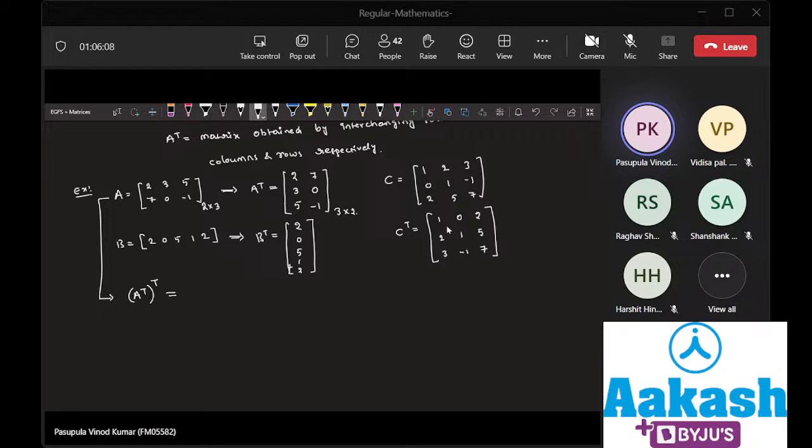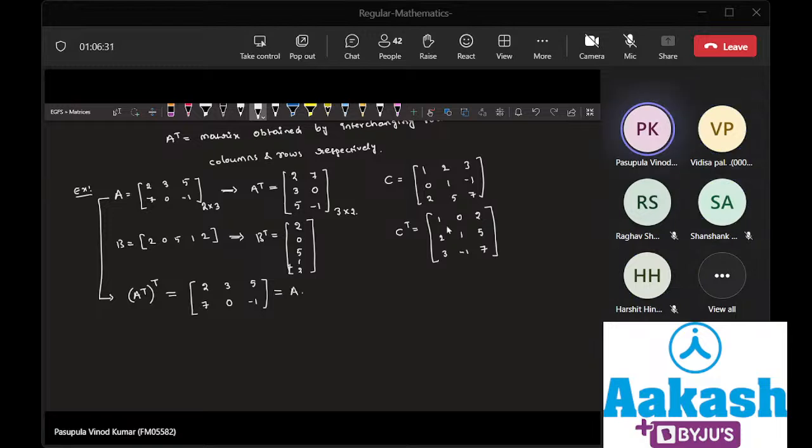For this you have to apply transpose again. And here, what is the first row? 2, 7. You have to convert it as the first column. Second row is 3, 0. Convert it as the second column. And third row is 5, 1, so convert it as the third column. So again, what are you getting? A only, no?